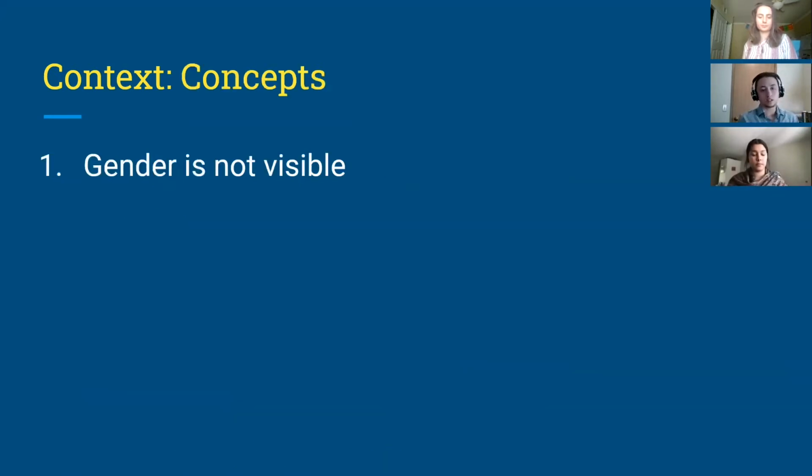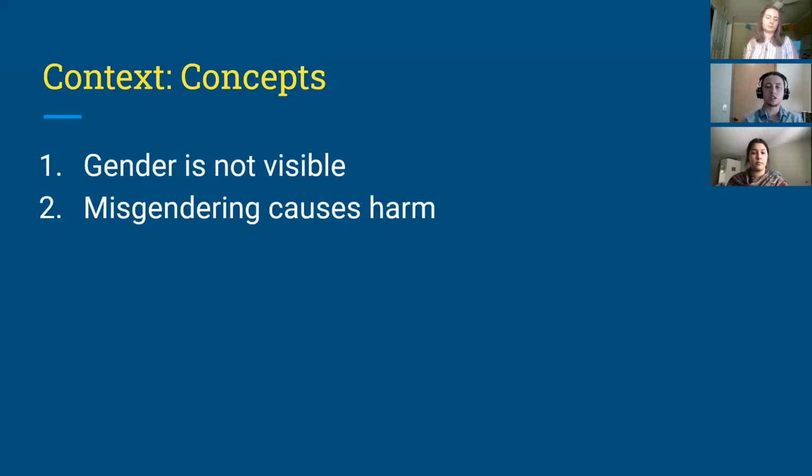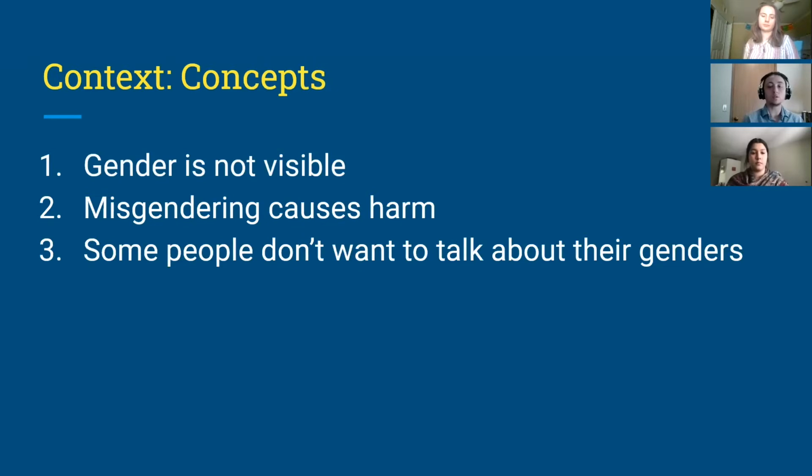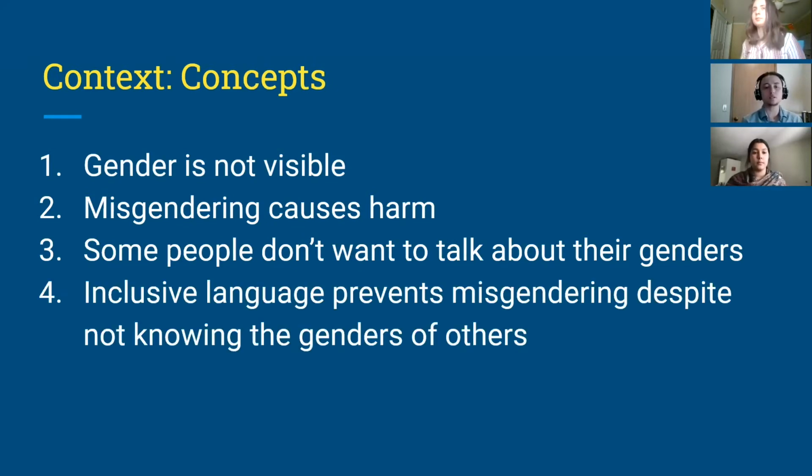Some additional concepts. Gender is not visible. You cannot tell what someone's gender is just by looking at a person. Misgendering causes harm. It's painful. Some people don't want to talk about their genders, and if you put all of this together, it means that truly inclusive language prevents us from misgendering others, even when we don't know what their genders are. How do we do that? That's what this workshop is about.